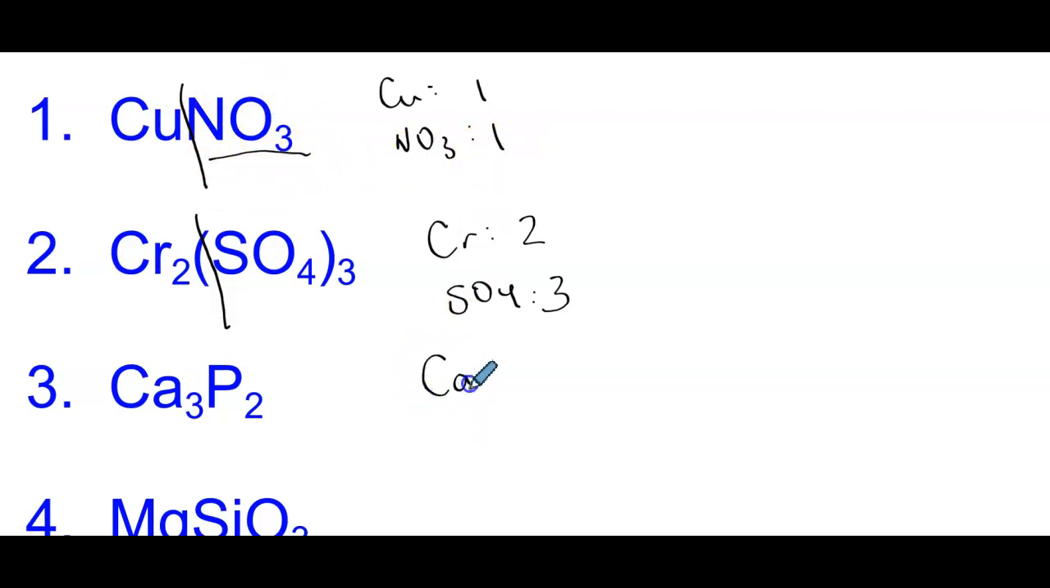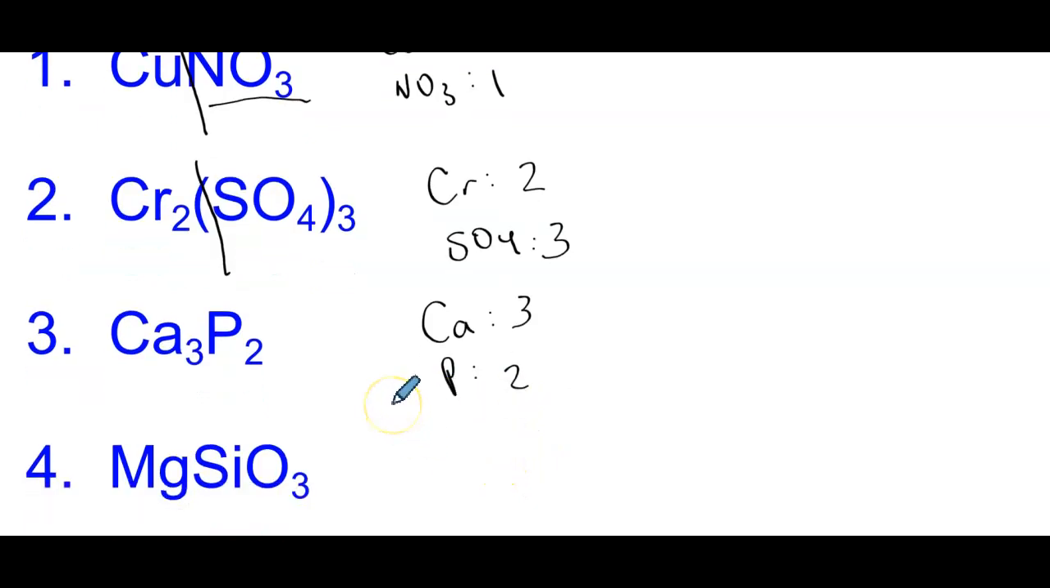Okay, so this one we have Ca and P. Both of them are mono. We have 3 calciums and 2 phosphorus. And then we have example 4. You're going to split this, right? And we got magnesium, and we have SiO3.